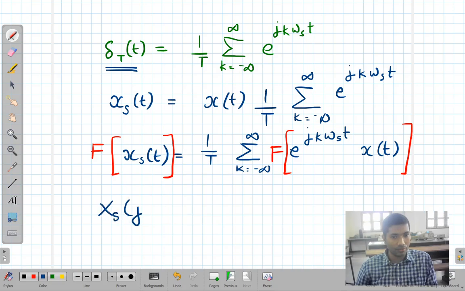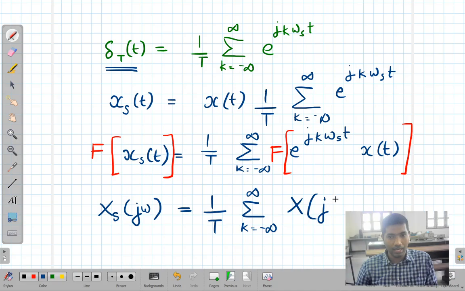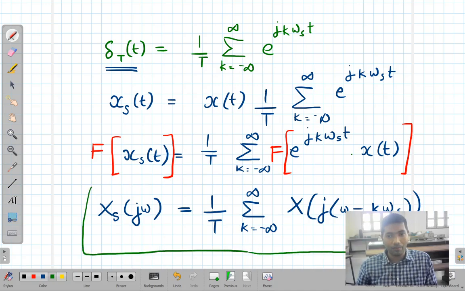which is x s of j omega, equal to 1 by T summation k is equal to minus infinity to infinity. The Fourier transform of x of t is x of j omega, and now it is being shifted by omega minus k omega s. Okay, so multiplying x of t with e raised to j k omega s t, by frequency shifting property, it is x of j omega minus k omega s. So this is what we were trying to derive.